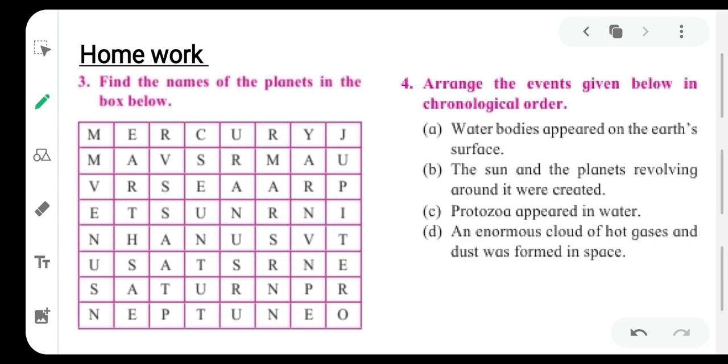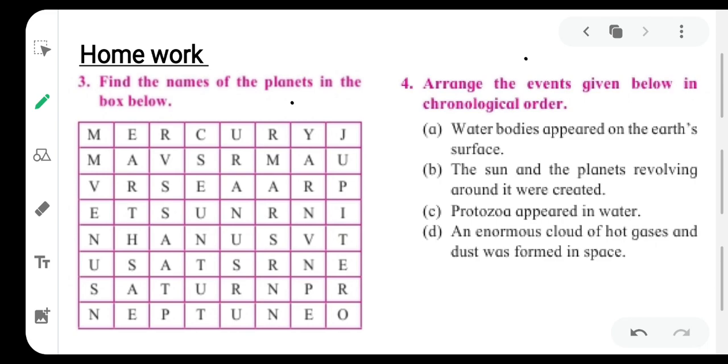And your homework for this video is you have to find the names of the planets in the box below. Here you have to find the names of the planets. You have to mark them and write them down in your notebook which we have made. And the second question is to arrange the events given below in chronological order. Means the events given in this way, A, B, C, D.